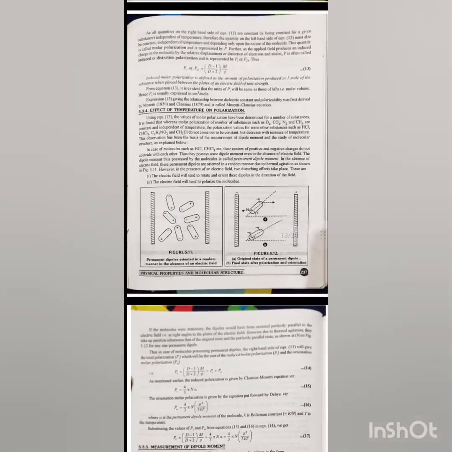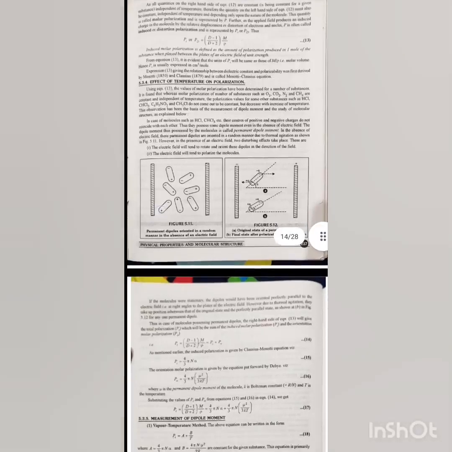From equation 13, it is evident that the unit of Pi will be the same as that of m upon ρ, that is, molar volume. Hence, Pi is usually expressed in cubic centimeters per mole. Equation 13, giving the relationship between dielectric constant and polarizability, was first derived by Mosotti in 1850 and Clausius in 1879 and is called the Mosotti-Clausius equation.